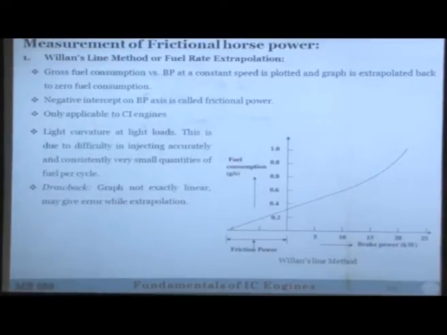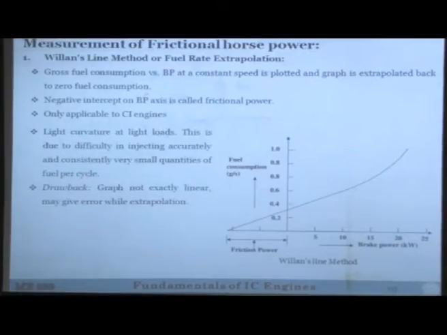To summarize, gross fuel consumption versus brake power at a constant speed is plotted, and the graph is extrapolated back to 0 fuel consumption. The negative intercept on the brake power axis is called the frictional power. This is applicable only to CI engines. This is not applicable to SI engines. There is a slight curvature at light loads. This is due to the difficulty in injecting accurately and consistently a very small quantity of fuel per cycle.